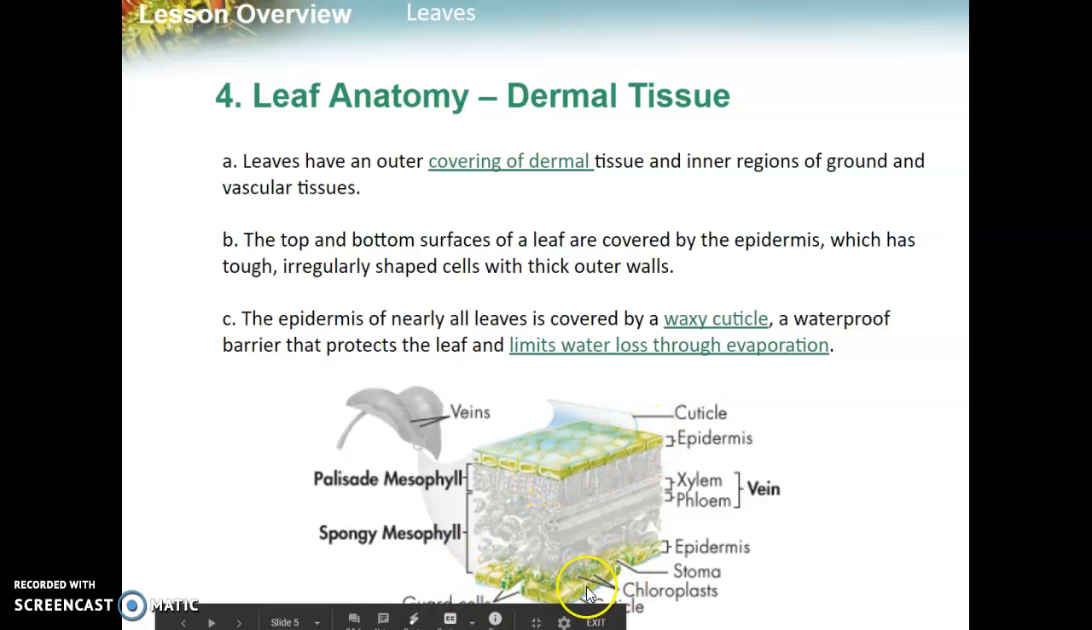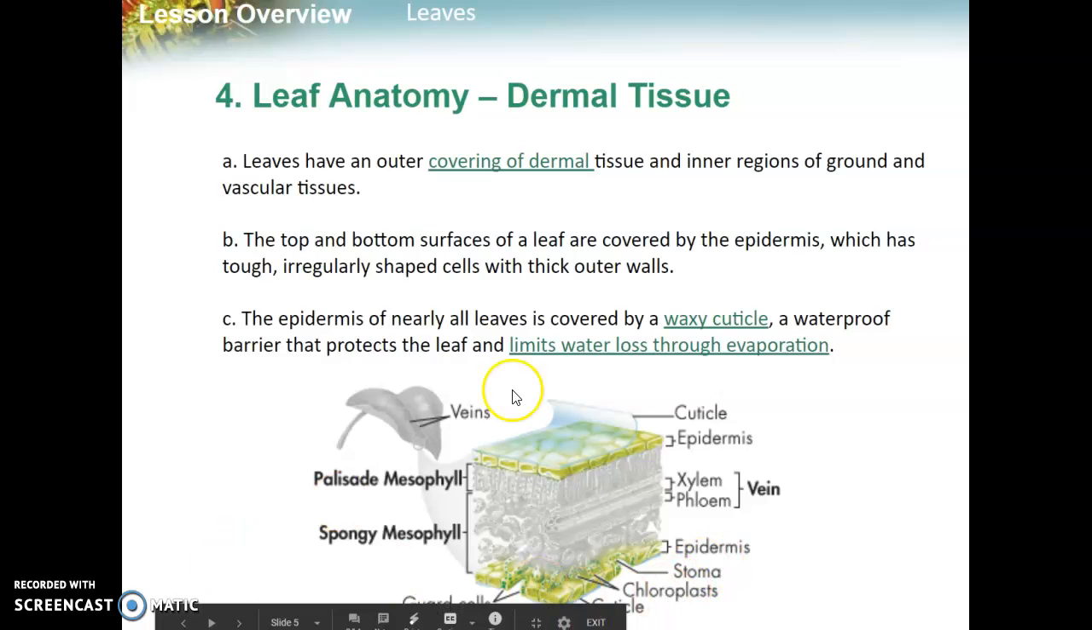You have one on the top and one on the bottom of the leaf, both sides. The job of the epidermis is protection. It protects the leaf. It lets certain things in, certain things out through the epidermis. And the job of the cuticle is to prevent water loss through evaporation. The drier the climate that the plant lives in, the thicker this cuticle layer will be.